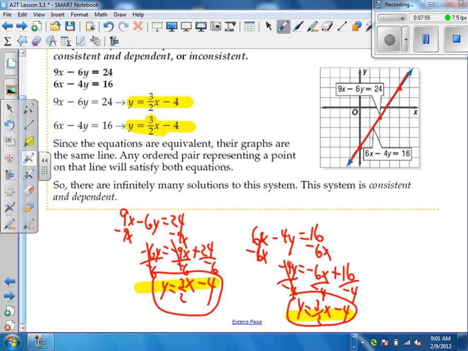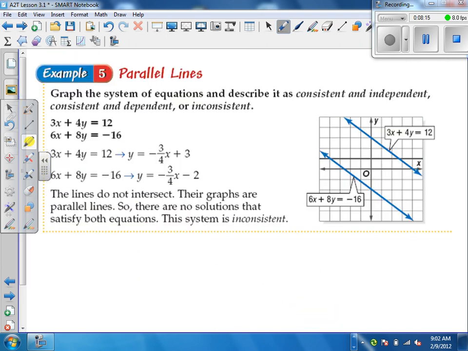So we say this is still consistent, but now it's consistent and dependent because it's the same line. Dependent meaning it's going to have an infinite number of solutions. So you would have to say it's an infinite number of solutions. Same line, same equation leads to that. And it's consistent and dependent. Consistent and dependent if you have same line, same equation.